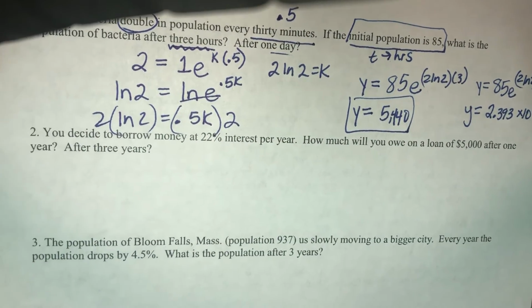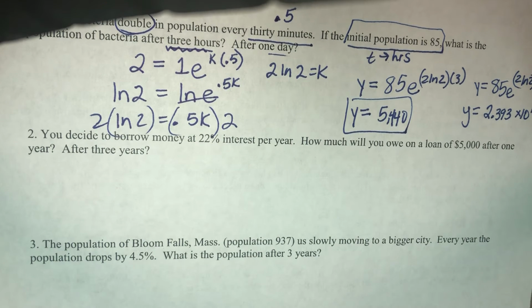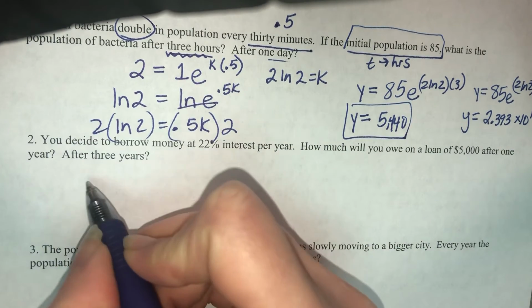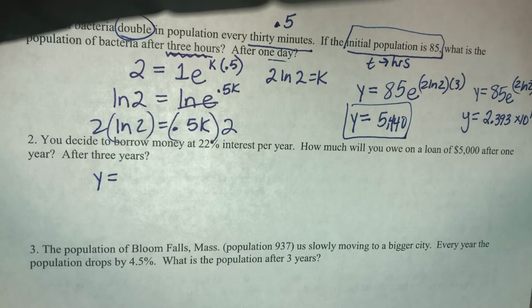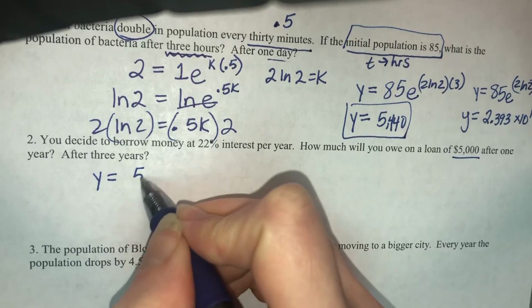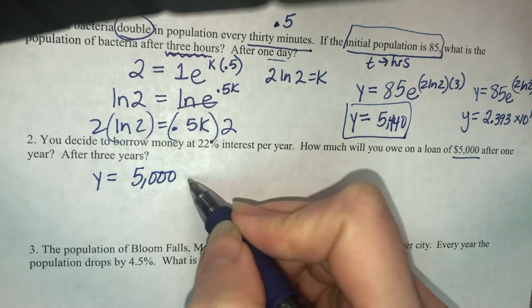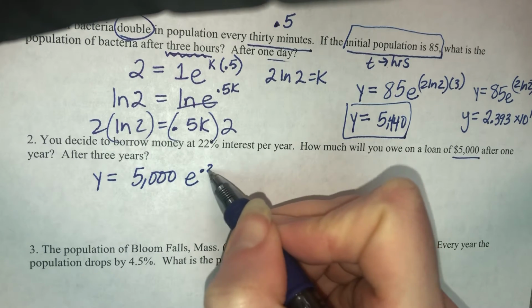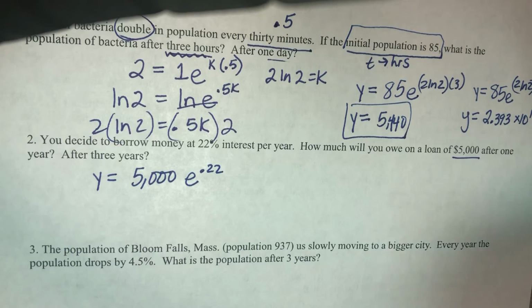Let's take a look at example 2. It says you decide to borrow money at 22% interest per year. How much will you owe on a loan of $5,000 after 1 year and after 3 years? Okay, so the amount of money that you owe will be the ending amount, which is the y equals. The beginning amount that you borrowed would be 5,000 times e. The interest rate is 0.22. 22% as a decimal is 0.22.